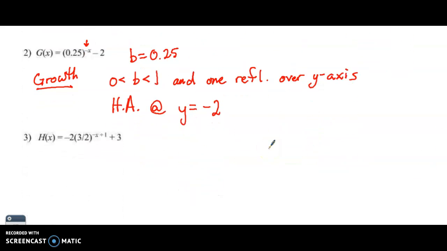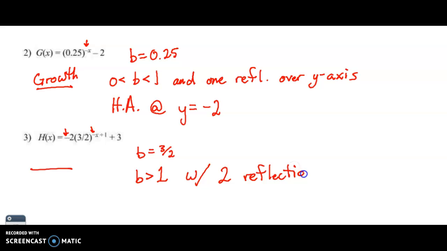And then h of x, again, break it down. The base in the problem, I only care about 3/2. 3/2 is larger than 1. So normally that's growth. As you look at how many reflections you have, a negative in front and a negative in front. So the base is larger than 1 with 2 reflections. So with 2 reflections, that's saying, hey, we're back to the beginning. It's normally a growth, and with 2 reflections it's back to being a growth.